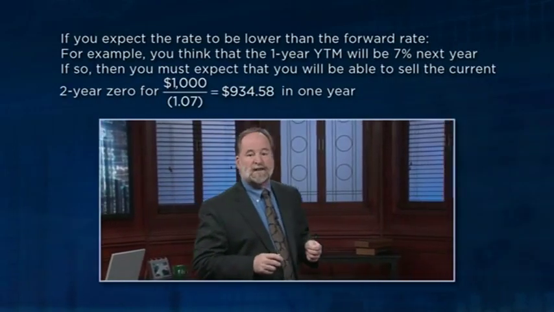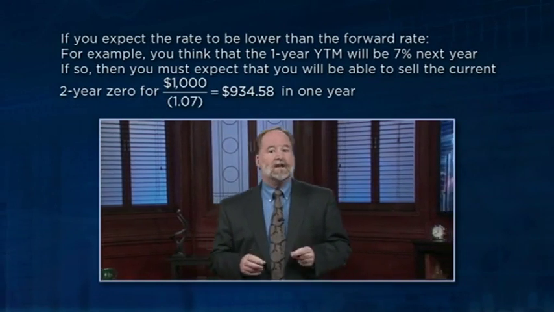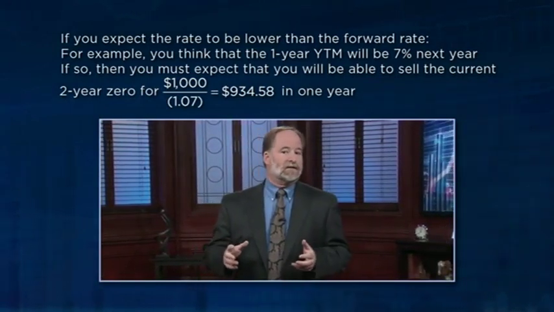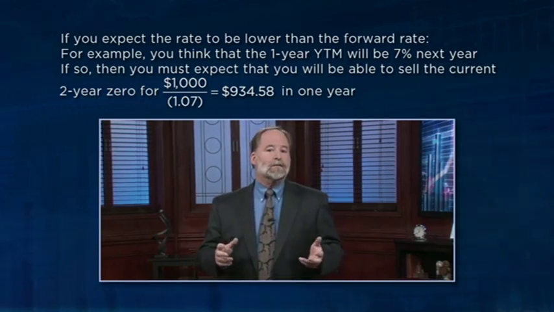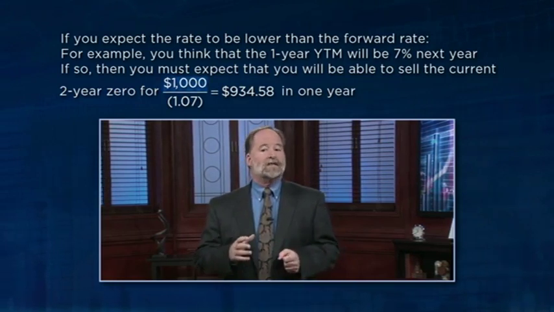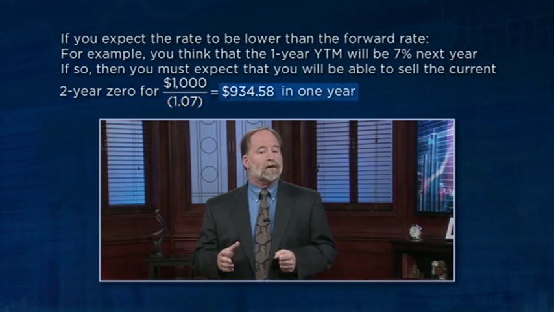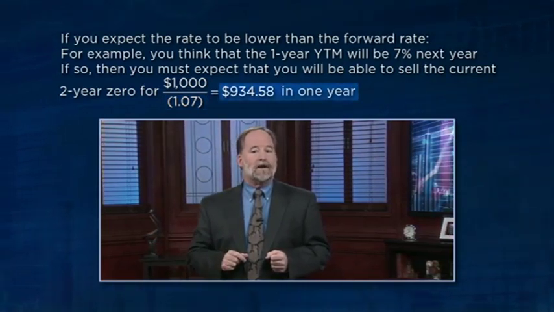Now, what if you were to expect the rate to be lower than the forward rate? For example, let's say that the 1-year yield to maturity will be 7% next year, not the 8%. If so, then you must expect that you will be able to sell the current 2-year zero for what? 1,000 divided by 1.07, which is 934.58. In 1 year, you'll be able to get that price.